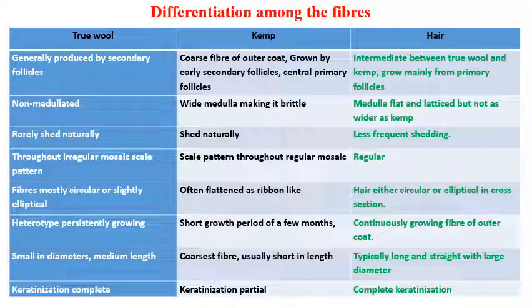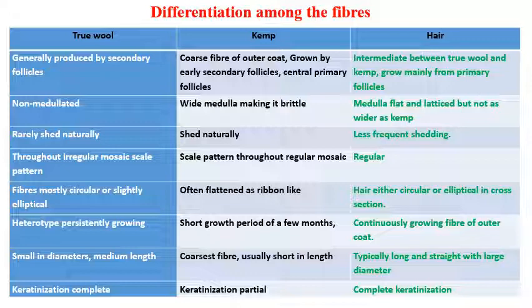Here we will see a typical comparison of mainly the three types of fibers, that is the true wool, kemp and hair. So true wool is generally produced by secondary follicles, whereas kemp is a coarse fiber of the outer coat grown by early secondary follicles and sometimes by central primary follicles. Whereas hair is intermediate between true wool and kemp, and it grows mainly from the primary follicles.